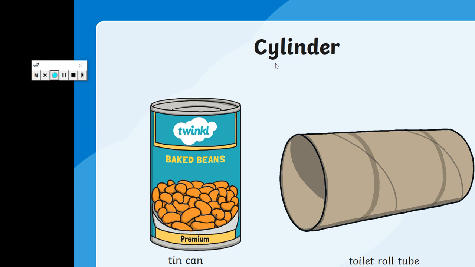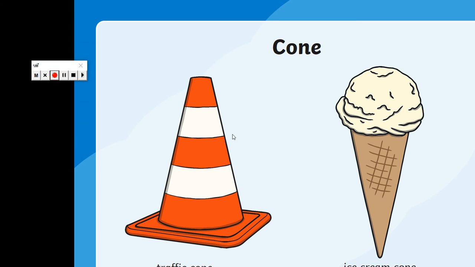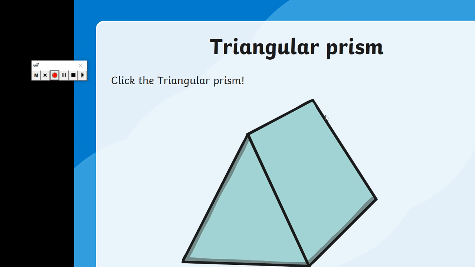Okay, and then we've seen loads of cylinders. So here's my tin of baked beans and here's my toilet roll tube. Again, they are all cylinders because they start with a circle at the very end on this face, go all the way along and have a circle at the end. Okay, and the cone, let's see. So we've got a traffic cone and we've got an ice cream cone. Now the ice cream cone is actually upside down compared to the traffic cone.